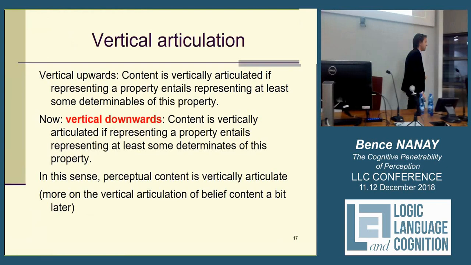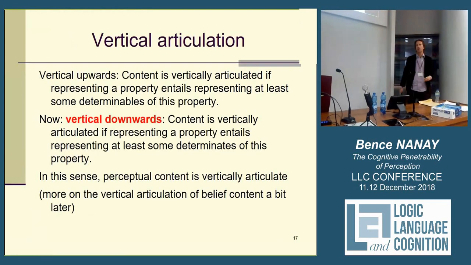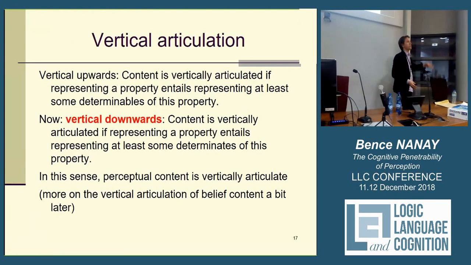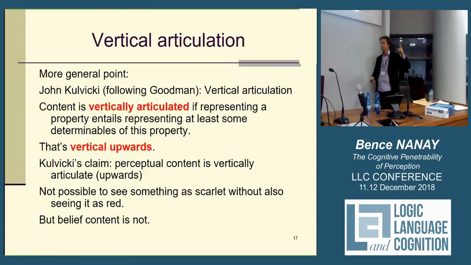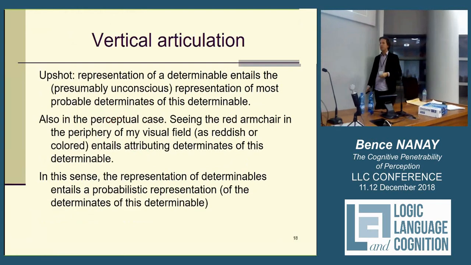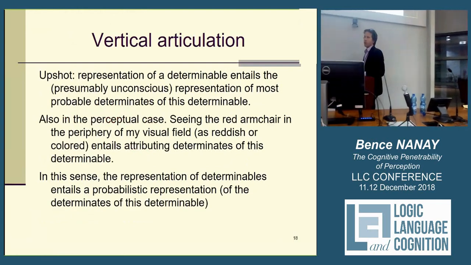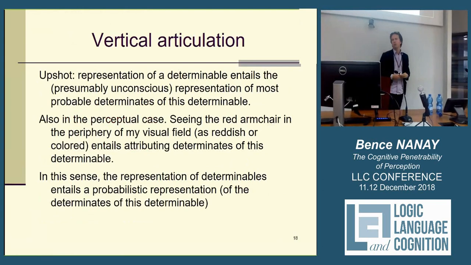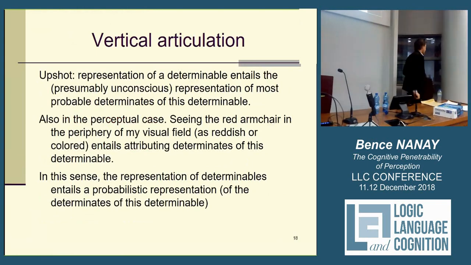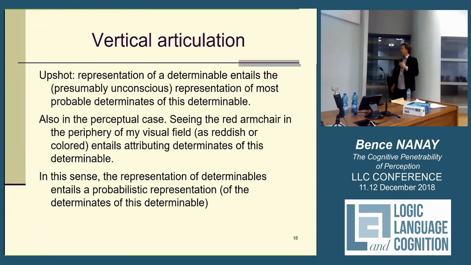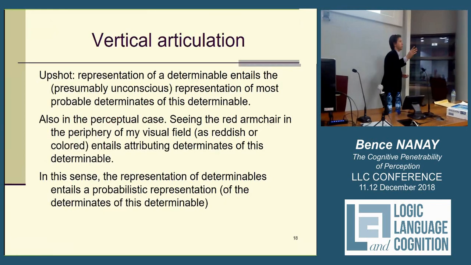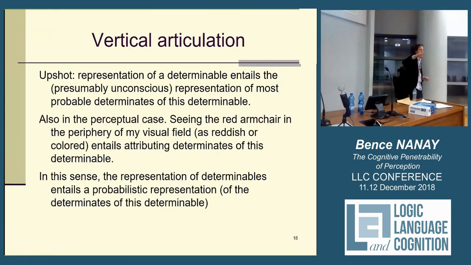So we have a nice distinction between belief content and perceptual content at this very abstract level, namely that one content is vertically articulated, I guess, both upwards and downwards, and the belief content is not. So how is it going to help us in clarifying the relation between the kind of understanding whether the attribution of a determinable entails a bell curve or a plateau?